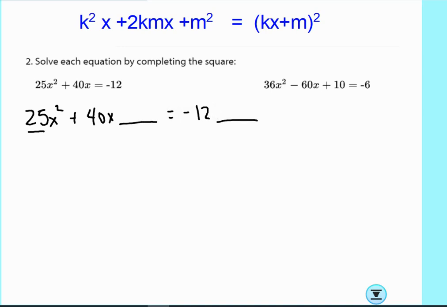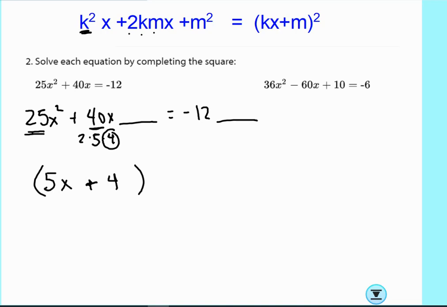So 25x squared plus 40x plus something equals negative 12. And I like to put kind of a space there just so I know I'm going to be adding something. So we said, okay, k squared, so I know it's going to be a 5x here. Okay, so this is k squared, right? This is 2 times k, which I already figured out. 2 times 5 is 10. 10 times 4, I still need a 4. So I've just figured out my m, right? 2km is equal to 40. So I could write that equation out, but I figured out that the other number I need is a 4. So my m is 4.